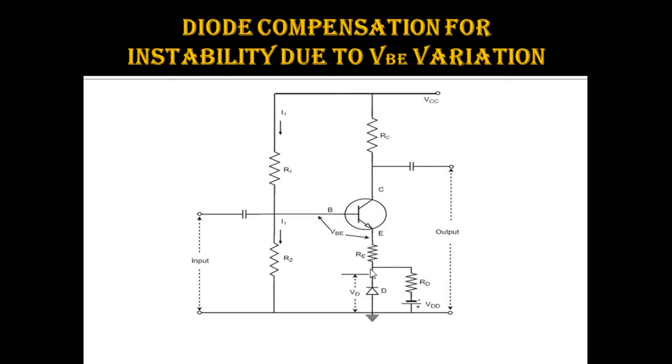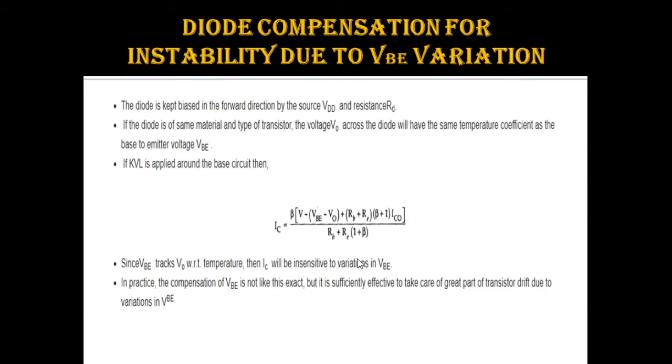So a diode can be employed in the emitter circuit in order to compensate the variations in VBE or ICO. As the diode and the transistor are of the same material, you have to be careful that the diode and this transistor should be of the same material. The voltage VD across the diode has the same temperature coefficient as VBE of the transistor. Okay, that is what is being told here.